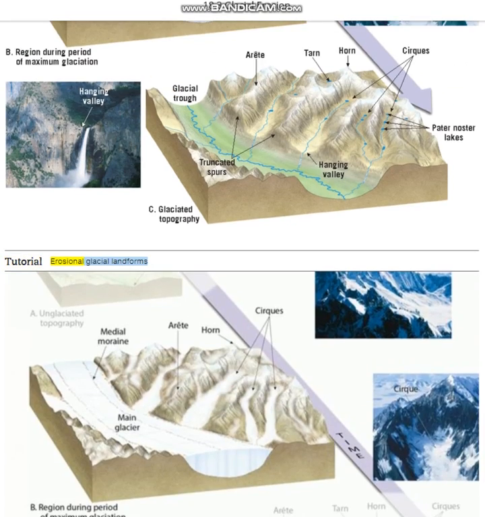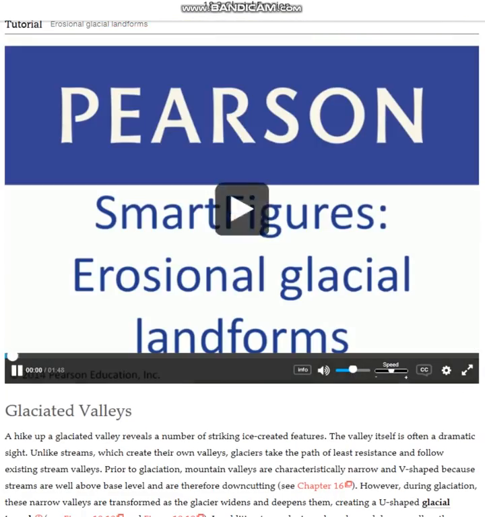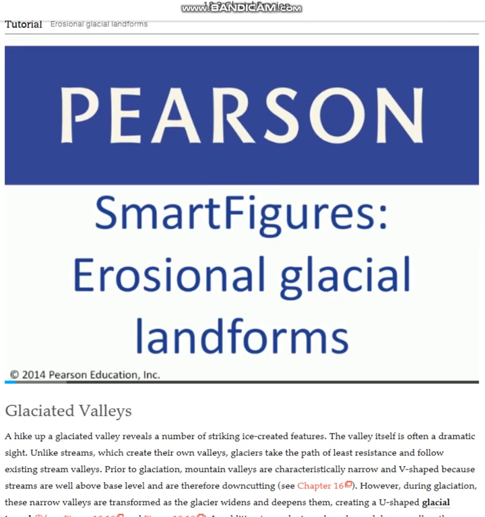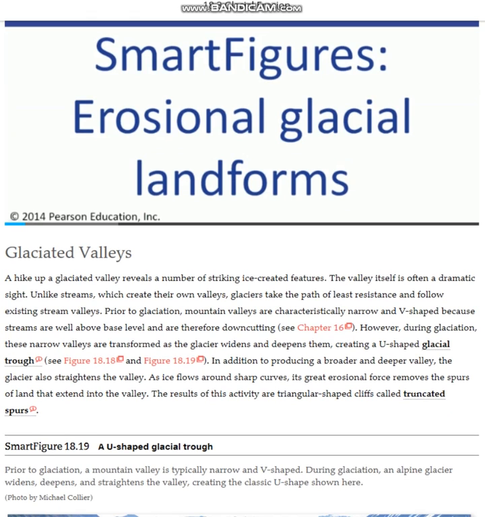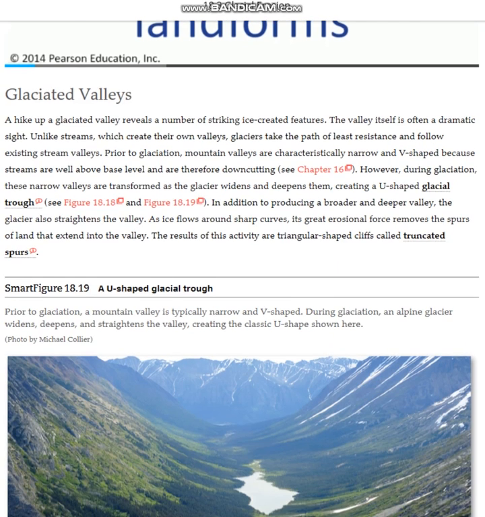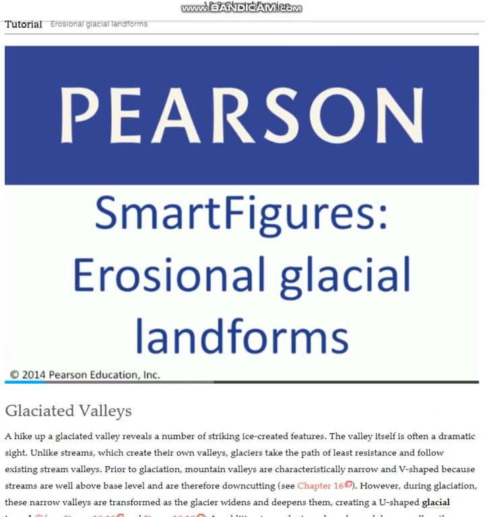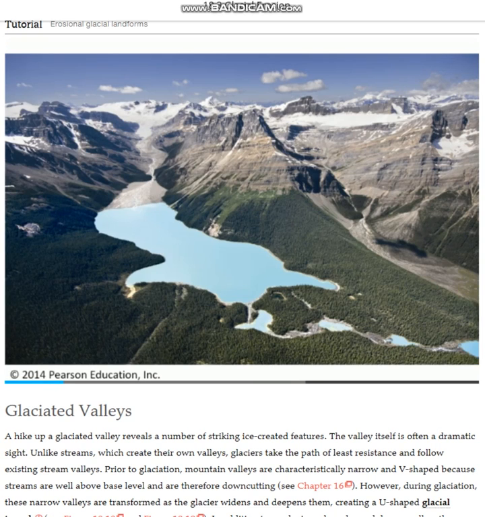Tutorial: Erosional glacial landforms. Back for another Smart Figure. After watching this video, you should be able to identify and describe erosional glacial landforms that occur in areas of alpine glaciation. Here's a look at an area of alpine glaciation.